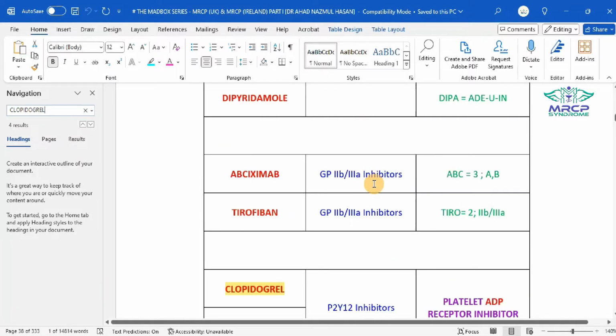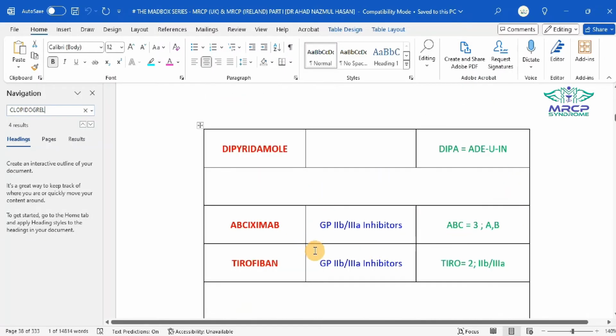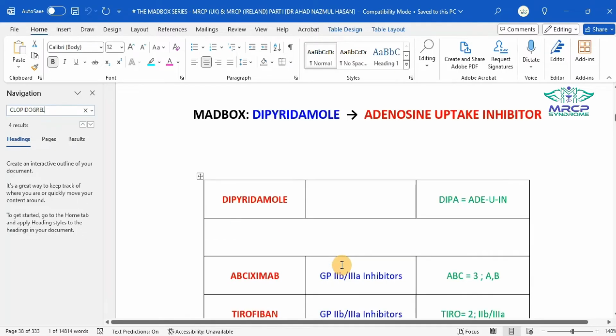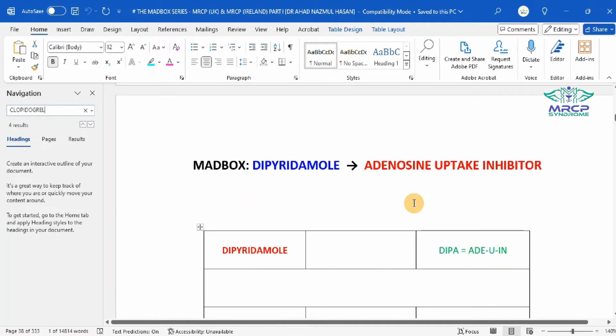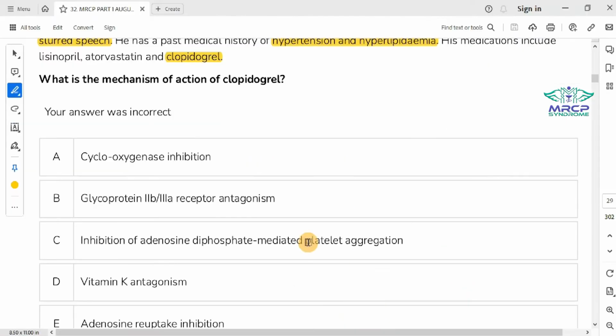And in every diet, you will get at least one question from this chart. So either an ADP receptor inhibitor will come, or a glycoprotein 2b3a inhibitor will come, or the adenosine uptake inhibitor will come. And in most of the cases, clopidogrel is the most important, and this one is the second most important. So clopidogrel is the ADP receptor inhibitor, meaning inhibition of adenosine diphosphate mediated platelet aggregation.